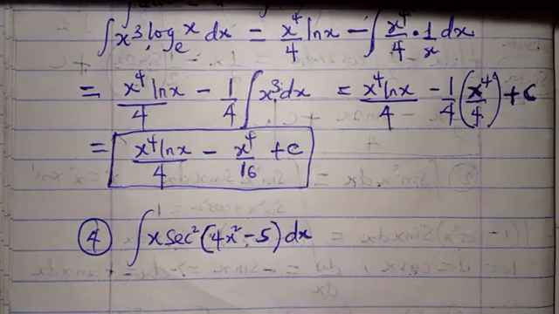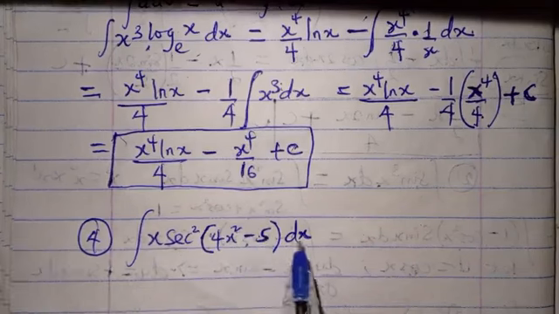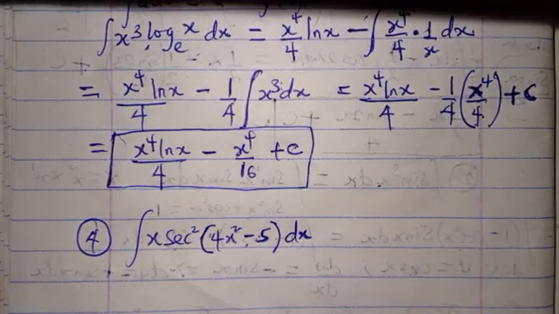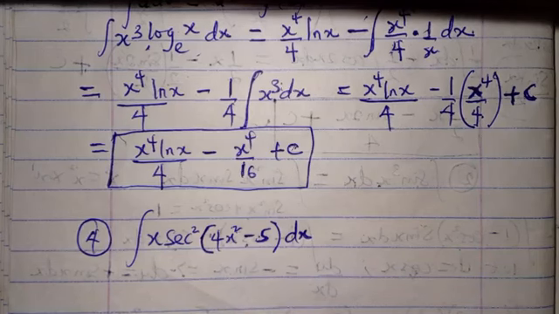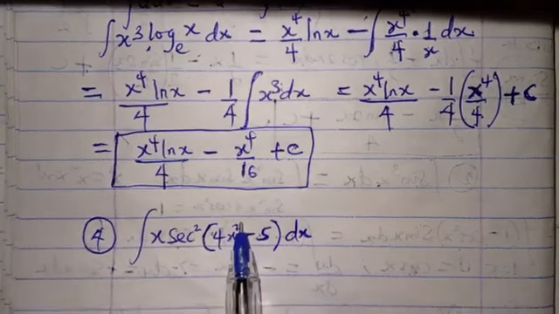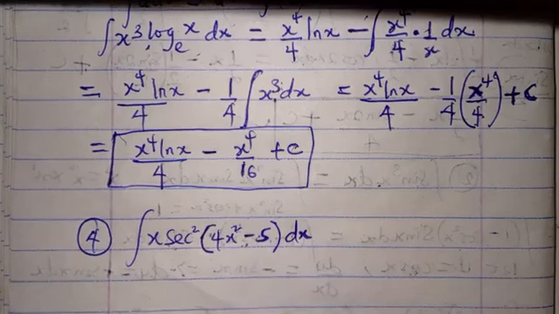This is the next integral to evaluate: the integral of x sec squared of 4x squared minus 5 dx. Looking at this integral, I know that the method to be applied is integration by substitution. Do you know why? If I look at this inner function, 4x squared minus 5, and differentiate it with respect to x, I will get 8x.